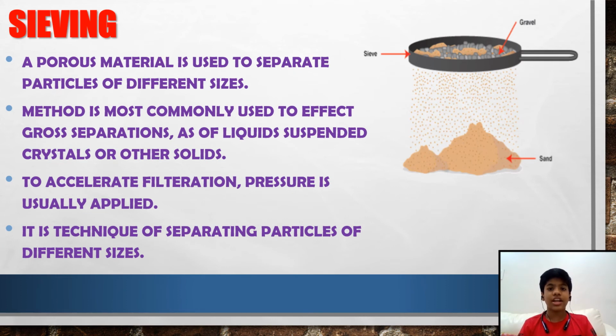Sieving. It is a technique of separation of particles of different sizes. A porous material is used to separate particles of different size. To accelerate this kind of filtration, pressure is usually applied.